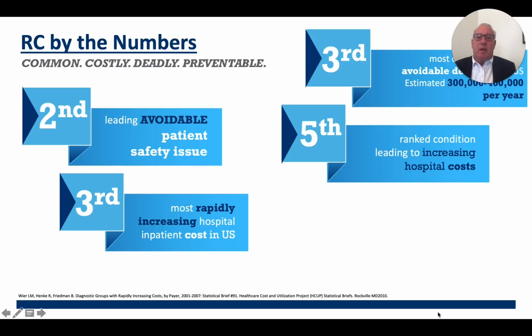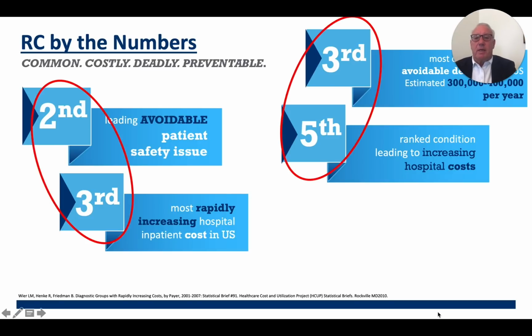When we look at the numbers, be it how common this is, costly, or preventable, as it shows here, it's the second leading avoidable patient safety issue. Third most rapidly increasing inpatient cost in the U.S. Then deaths, third, and as far as leading increasing hospital costs, fifth. Now, this data is taken from a statistical analysis years ago, but not much different today.